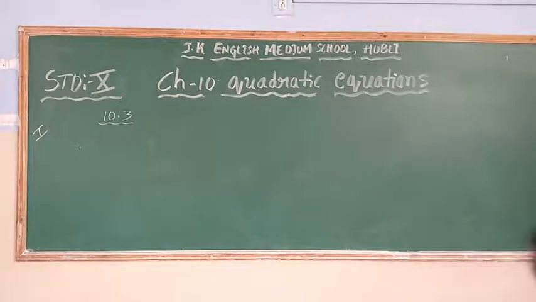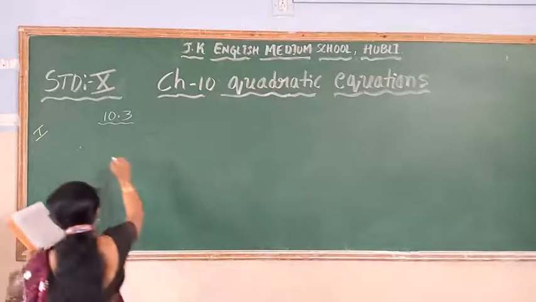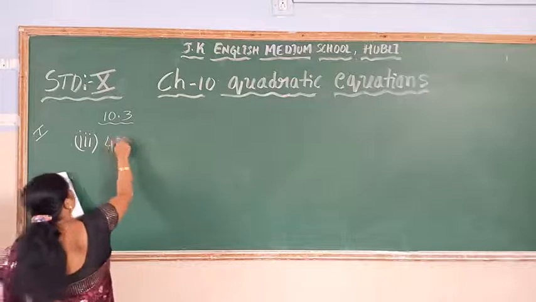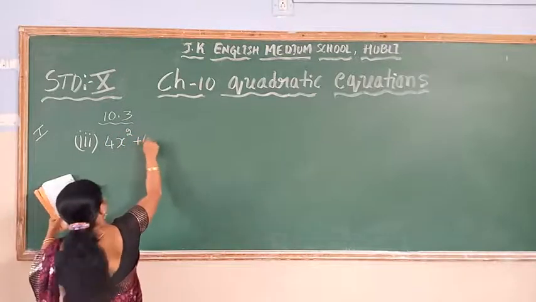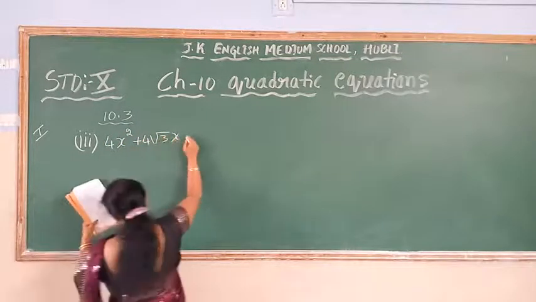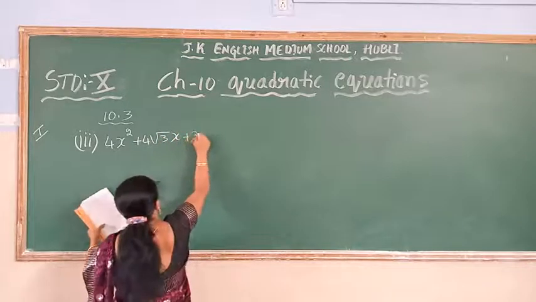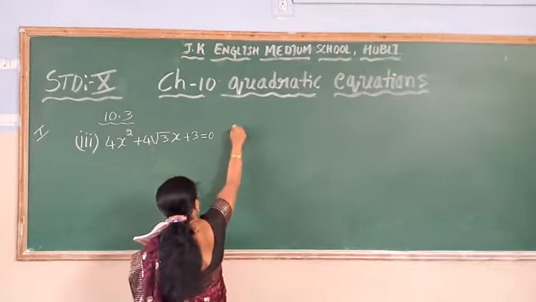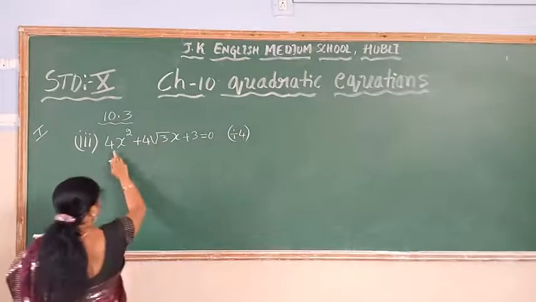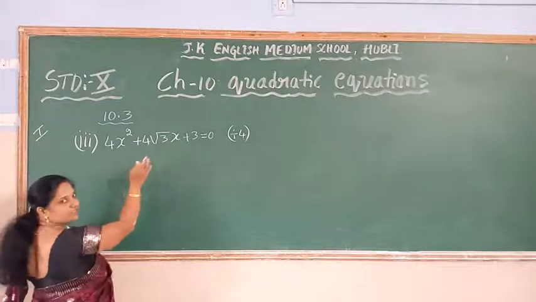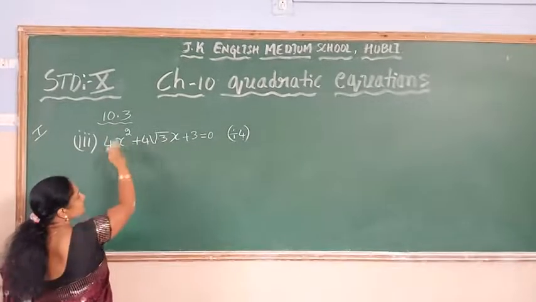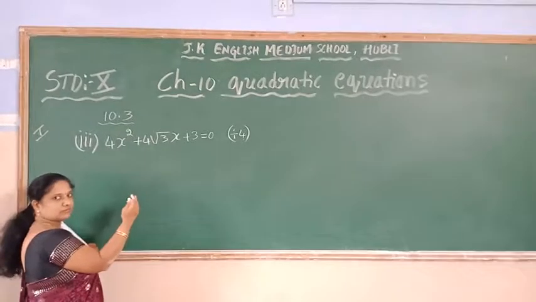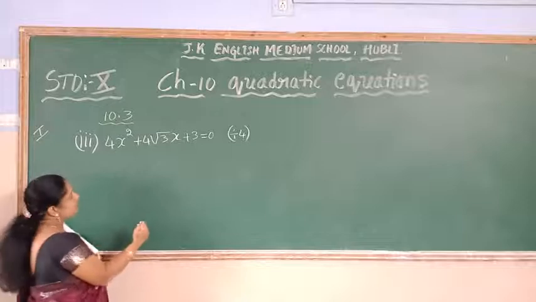Children, third question in this. The third question is 4x square plus 4 root 3x plus 3 is equal to 0. So now I divide by 4. You can use it directly also, but instead of that I am following the same method, because although it is already in the form of a square, this method is applicable for all the sums. So I am using this method.